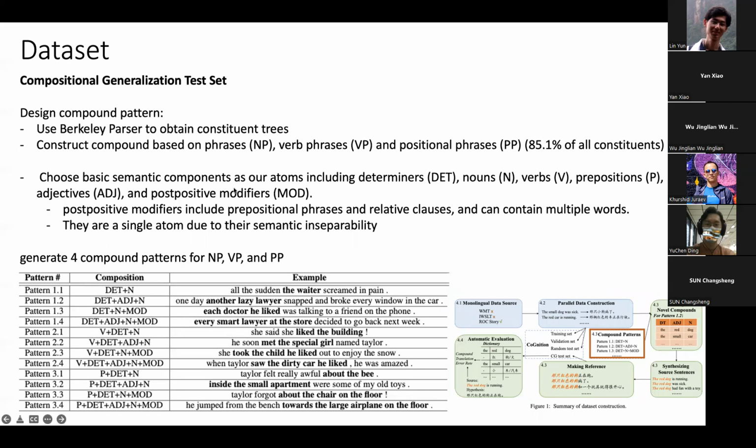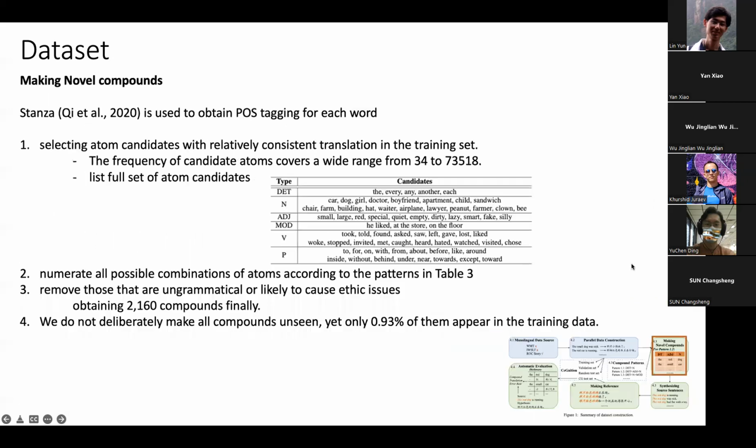So they use the parser to get the atoms, like all of them here, and then they design these patterns. They have 12 patterns in total, and this is one pattern. Then they use this tool to get the POS tagging for each word, and then they combine them. Oh, first, sorry. What is POS tagging?